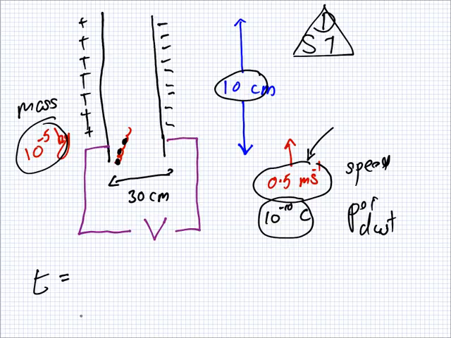Distance of 10 over 0.5, which is... Isn't it 0.1 plus 10 cm? Oh, sorry, that's 10 meters, not cm. 10 centimeters would be a very small chimney. 20 seconds. I have 20 seconds to catch the smoke.